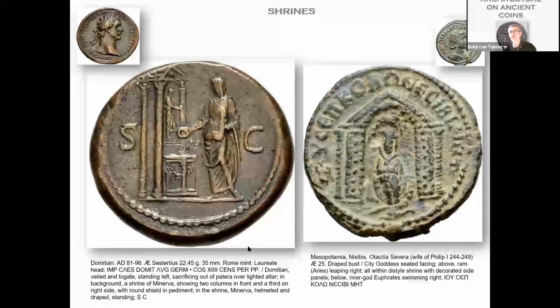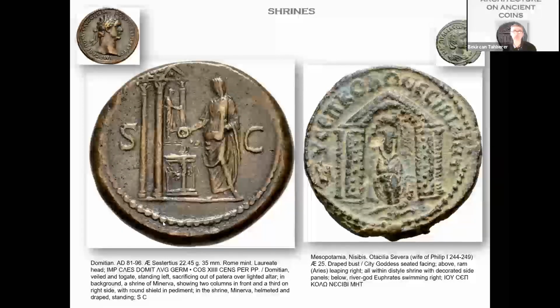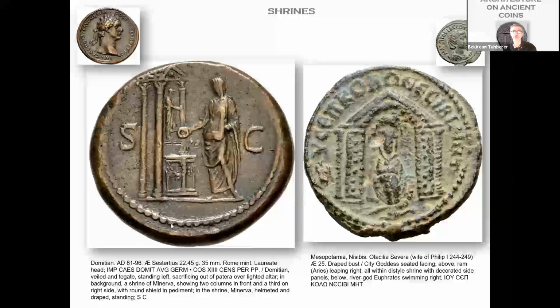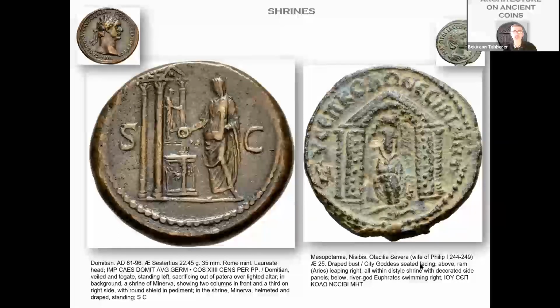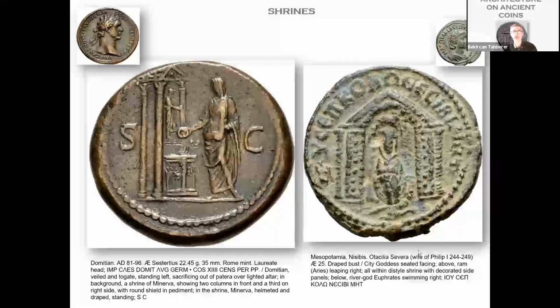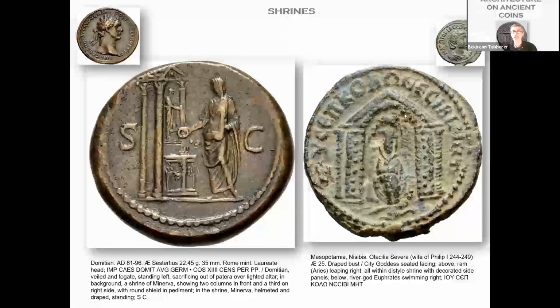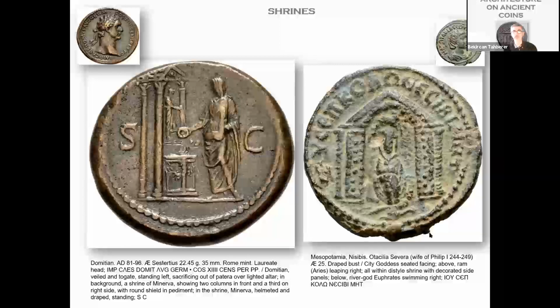And in provinces, we also see other similar shrines, usually smaller buildings with only 2 columns or 4 columns, housing a cult statue of a god or a goddess. In this case, it is the city goddess seated facing. There is a ram running to the right on the top, the Aries, and on the lower part is the river Euphrates swimming to the right.